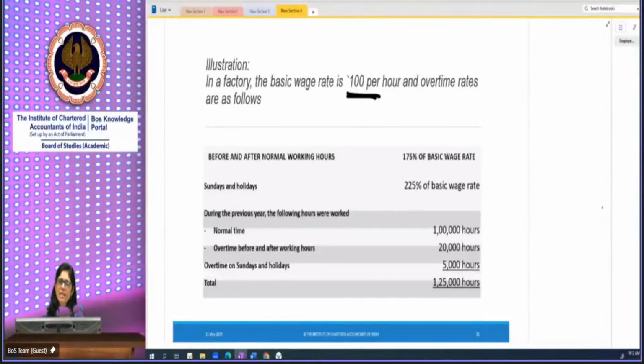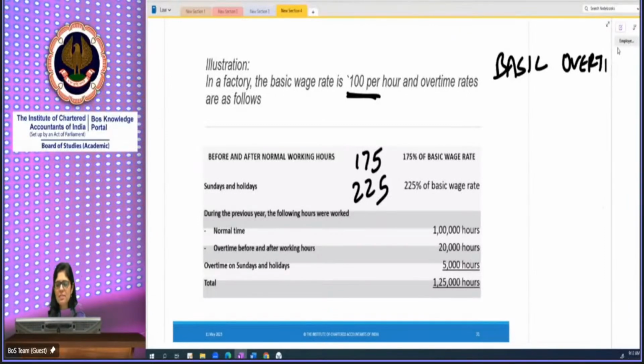So before 9 a.m. or after 6 p.m., the rate will be 175% of the basic wage rate. Basic wage rate is 100, and 175% will be 175 rupees per hour. If anybody is coming on Sundays and holidays, it will be 225% of basic, so it will be 225 rupees. So we have three rates: the basic wage rate, and the overtime rates.